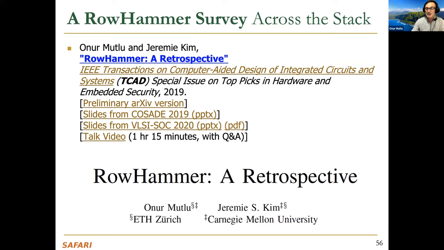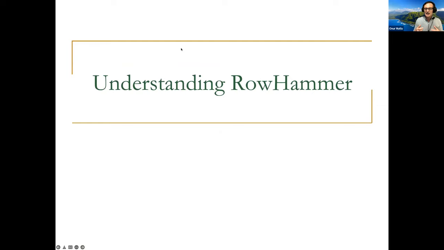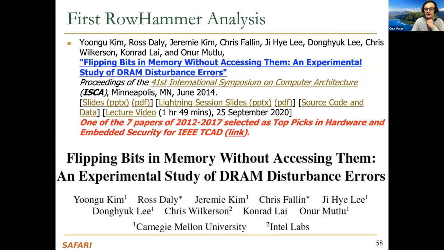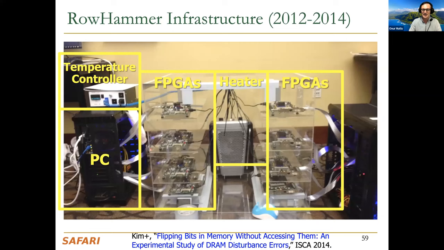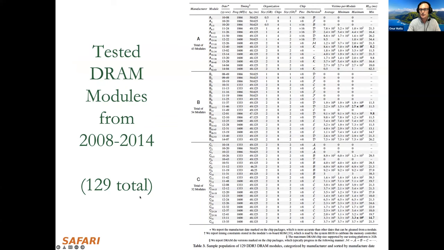Okay, but before I go into that research, let's try to understand this a little bit first. And that's what we did in our initial paper. And this is the link to the initial paper, as you can see. I believe folks may have read this. Even if you didn't read it, I will cover the basics of it, let's say. So with this infrastructure that we built, we essentially tested a lot of chips, and we tried to understand this problem. And these are the modules that we tested. Again, three major vendors, 129 modules, which amounts to more than 1,000 chips, I believe. I didn't do the calculation recently.